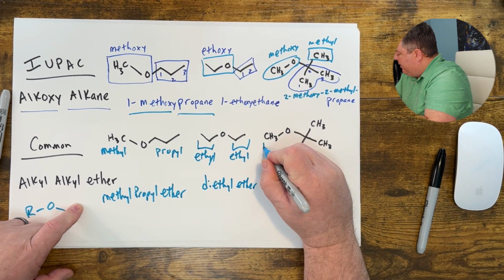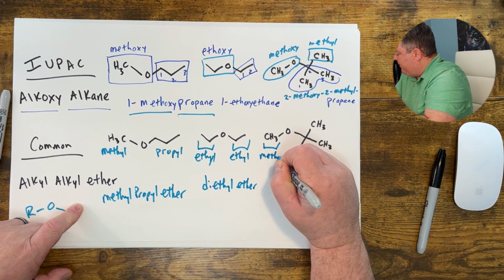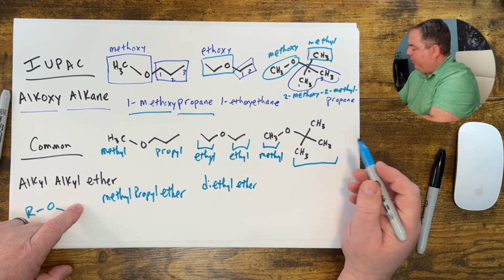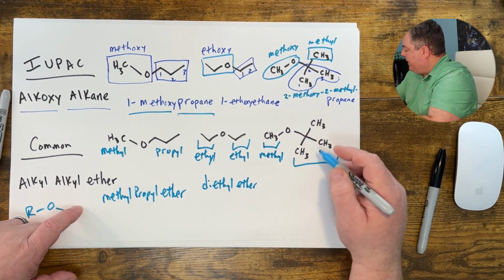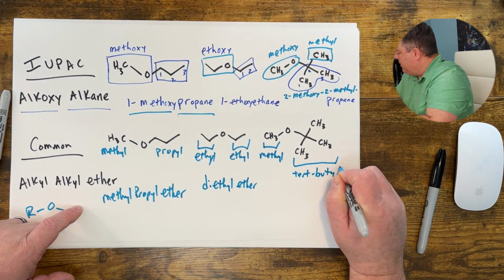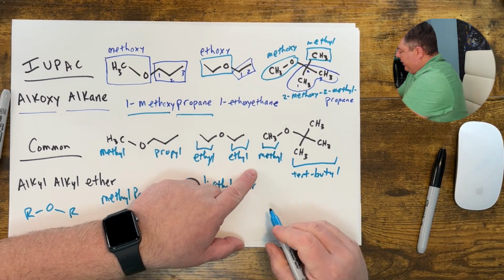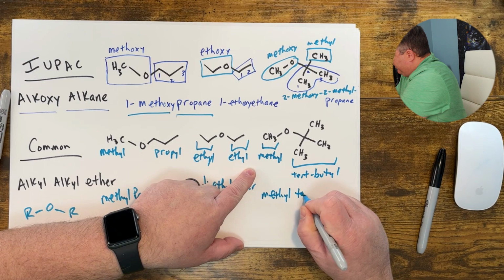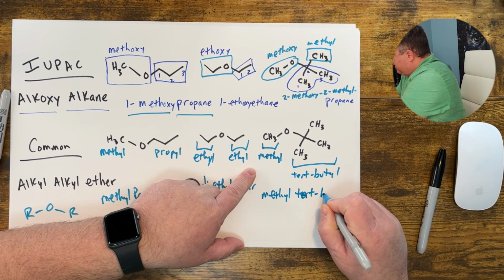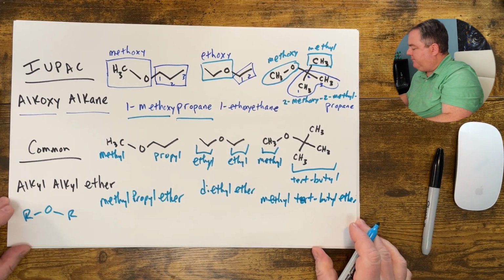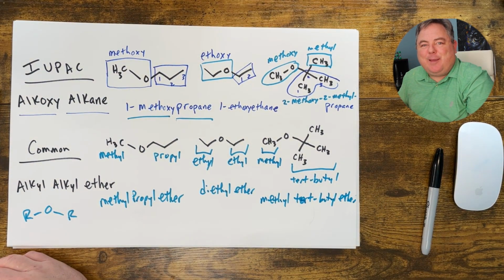This one, we have a methyl on this side. And this would be a 2-methylpropyl, or we might recognize that as a tert-butyl group. So let's see, we could just call this then methyl tert-butyl ether. And that's how you name ethers.